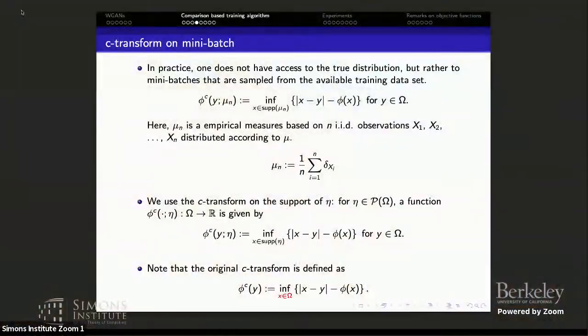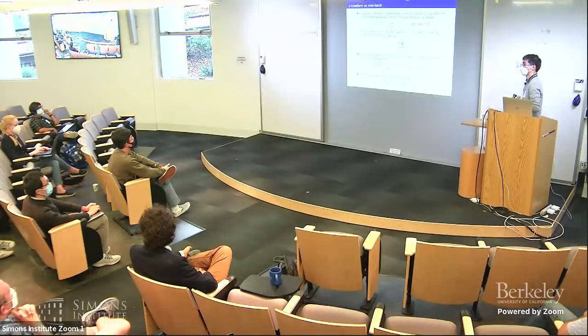Here, this mu_n is the summation of n delta functions. That means instead of the infimum, it is enough to choose the minimum over these x_i's. This is how I compute the c-transform: you evaluate this for every x_i and just pick the one. Correct. So you do this with a mini batch? Yes, with a batch. And do you observe a lot of oscillations if you choose a very small batch size?